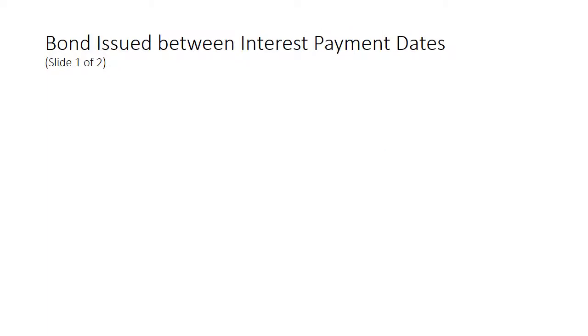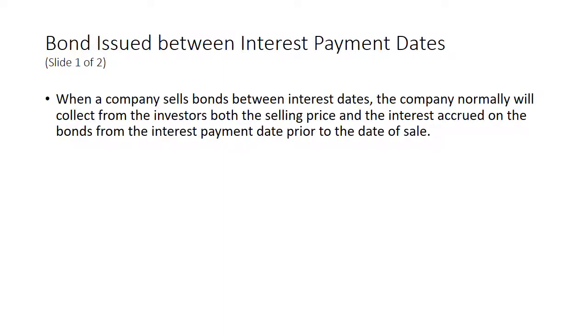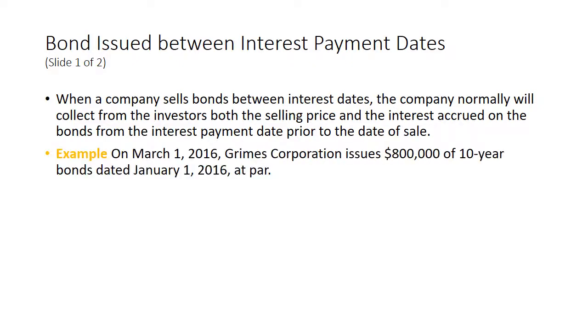Now, what happens if a bond is sold between interest payment dates? When a company sells a bond between interest dates, the company normally will collect from the investor, so the person buying the bond, both the selling price and interest accrued on the bonds from the interest date prior to the date of the sale. What does this mean? Let's look at an example. One thing to keep in mind is that when you buy a bond, the company doesn't go, oh, look, they bought a bond. We better just pay them 6 months interest or 1 year's interest from when they bought it.